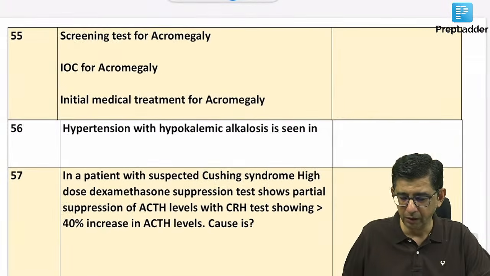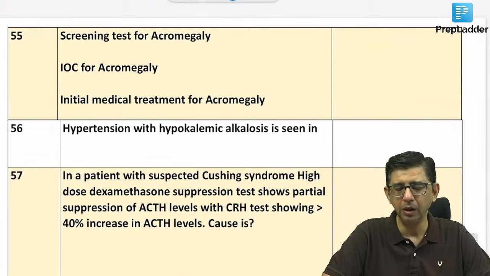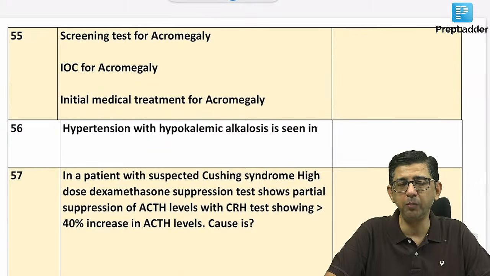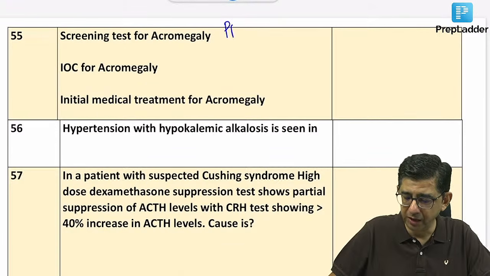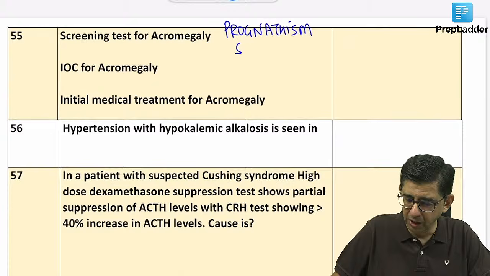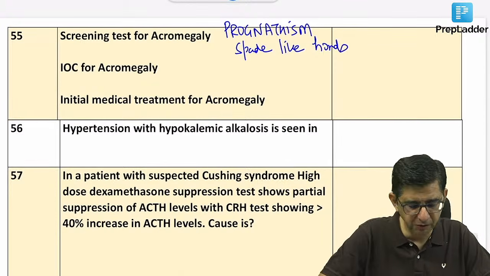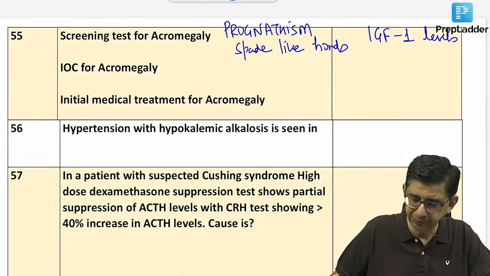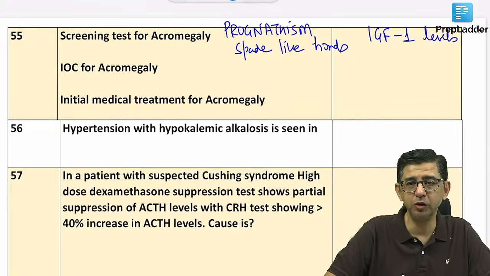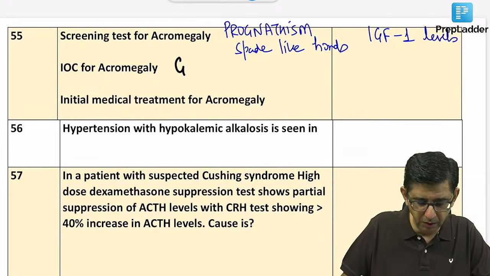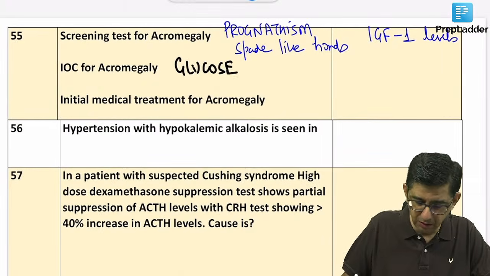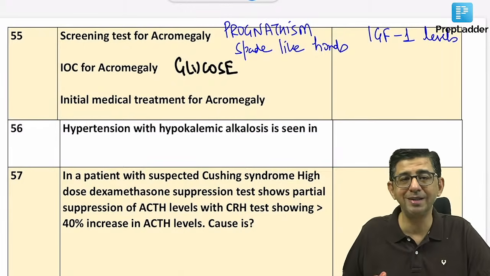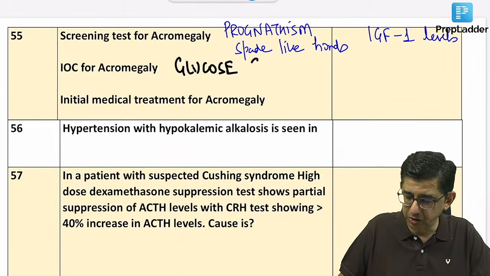Fine. Then there is a tumor that contributes to excessive growth hormone, and there would be prognathism. The hands and the feet become relatively bigger. Spade-like hands is the description that would be given in a question. You guys can comment in the chat box what the screening test for acromegaly would be. Yes, your answer would be insulin-like growth factor 1 levels. If it says what is the investigational choice for this condition, then your answer would be the glucose challenge test.